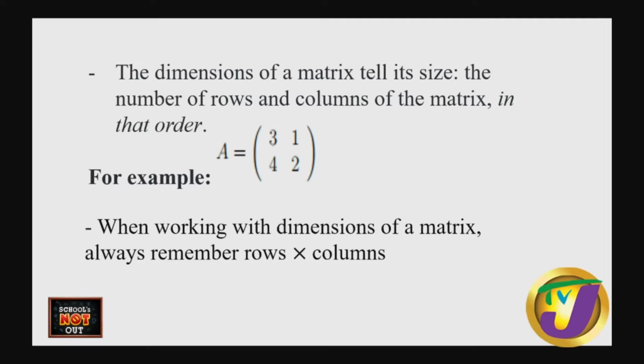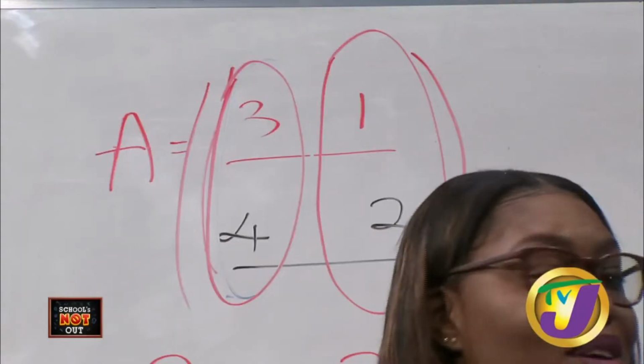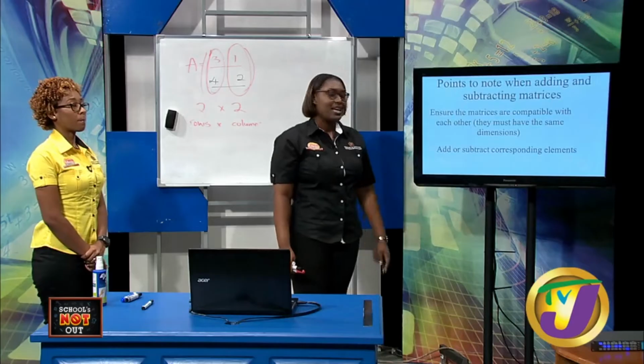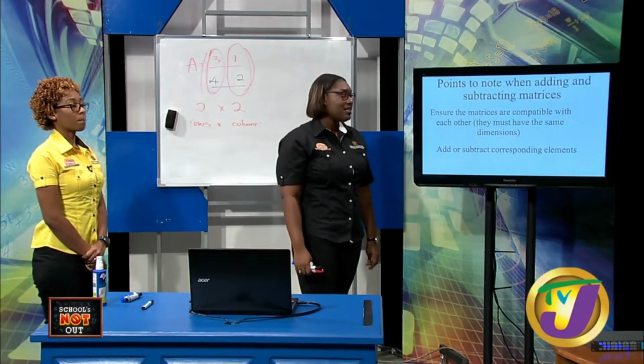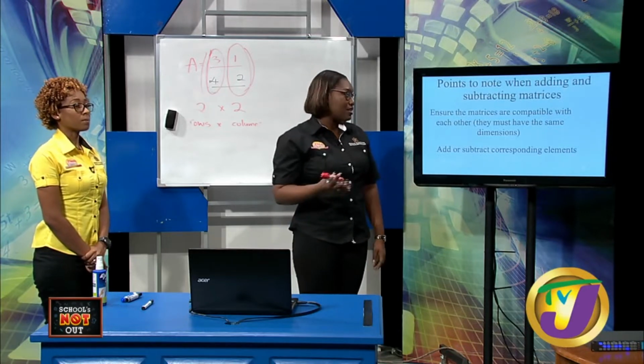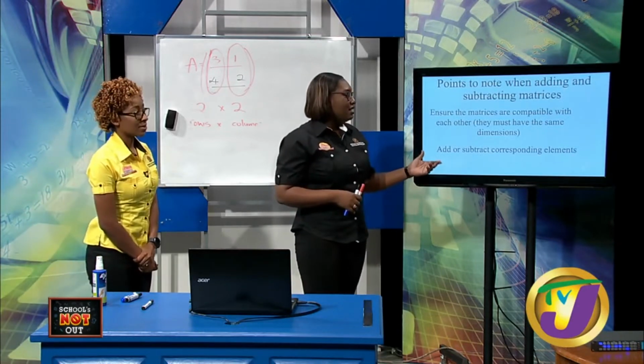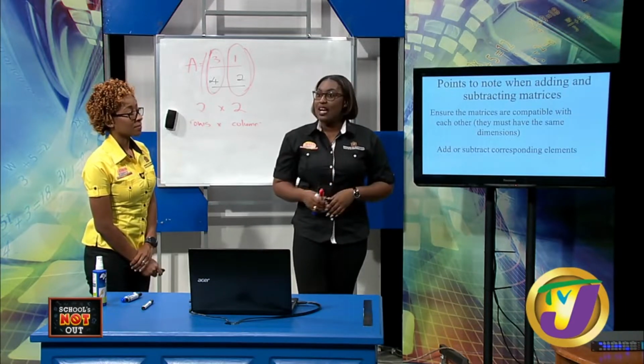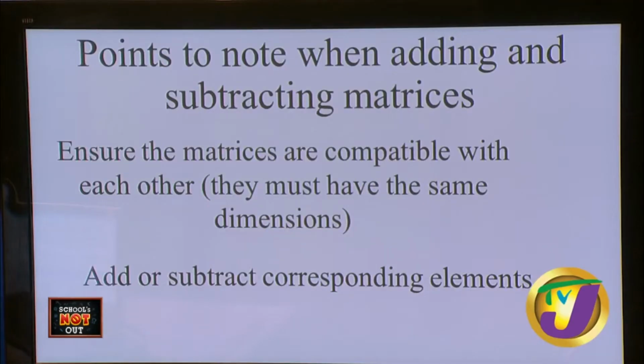All right, so some points to note when multiplying by a scalar, when adding matrices or subtracting matrices. We have to ensure the matrices are compatible with each other. That is, they must have the same dimensions, rows and columns, as was stated before. Right. And after that is done, we can then add or subtract corresponding elements. That's very good.